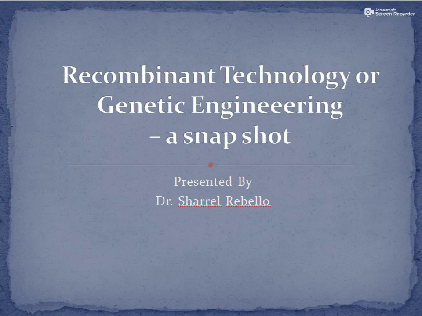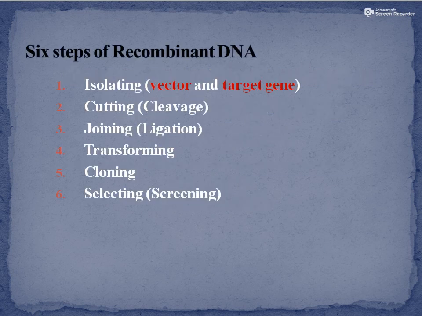Students, welcome back to Recombinant DNA technology, and in this session we are going to talk about the different basic steps present in recombinant DNA technology. So the first step that we need in genetic engineering or recombinant DNA technology is to isolate the vector as well as the target gene.